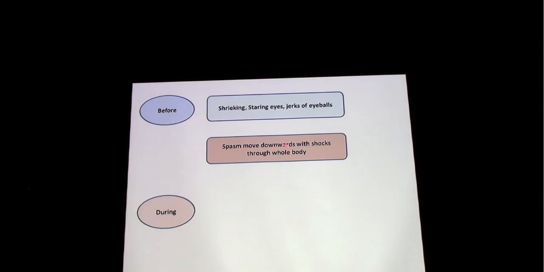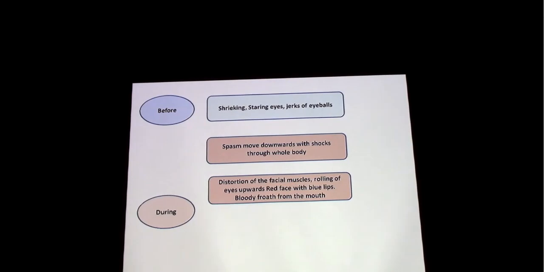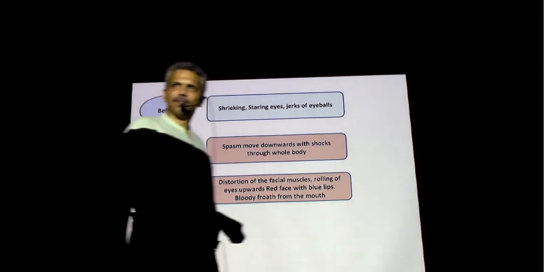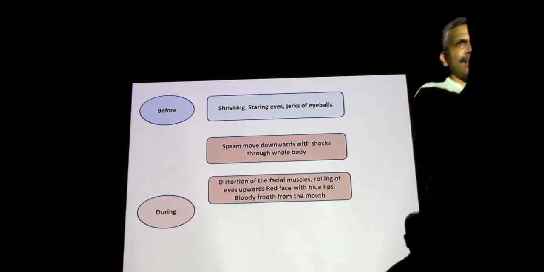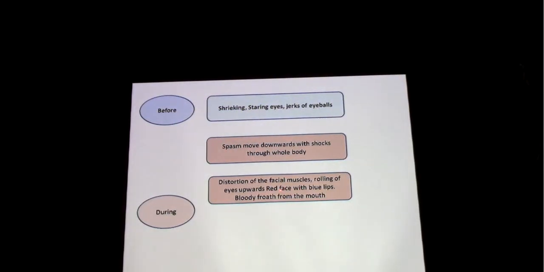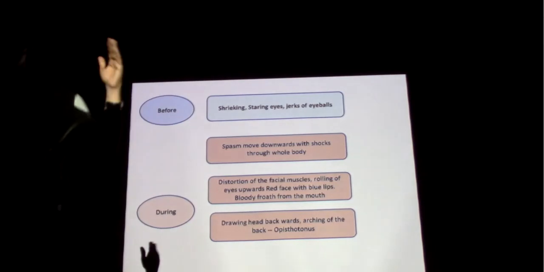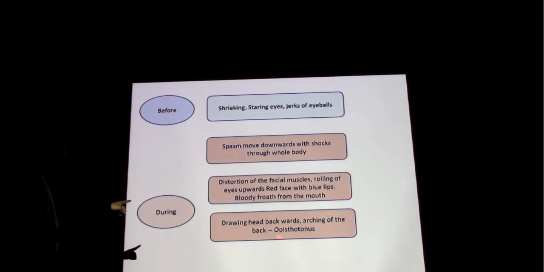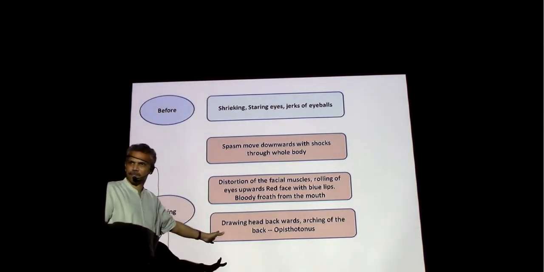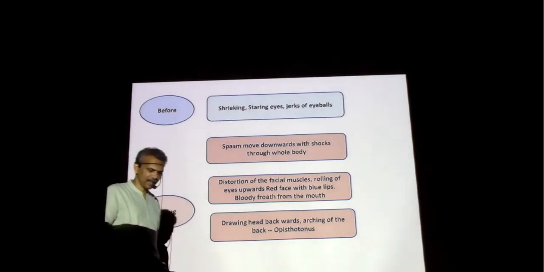Spasms move down with shocks through the whole body. Distortion of the facial muscles, very important. Rolling of the eyes upwards is a common symptom. The facial expression in CICUTA is red face with blue lips. Bloody froth from the mouth. Drawing head backwards. Okay, this is what I was trying to tell you. Drawing head backwards. Arching of the back, opisthotonos. Very important. Any other remedies you can recall here?